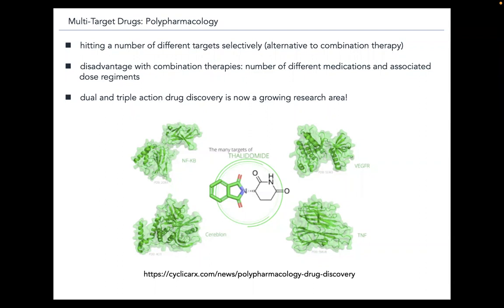The disadvantage with combination therapies is the number of different medications associated with the dose regimens. We talked a little bit about staying in that therapeutic window. And of course, for every molecule that you take in, your therapeutic window for each of those is going to be affected by a range of processes in the body. So by having one in which you can really understand the therapeutic window and only have to regulate that would be ideal. So dual and triple action drug discovery is now, of course, a growing research area.